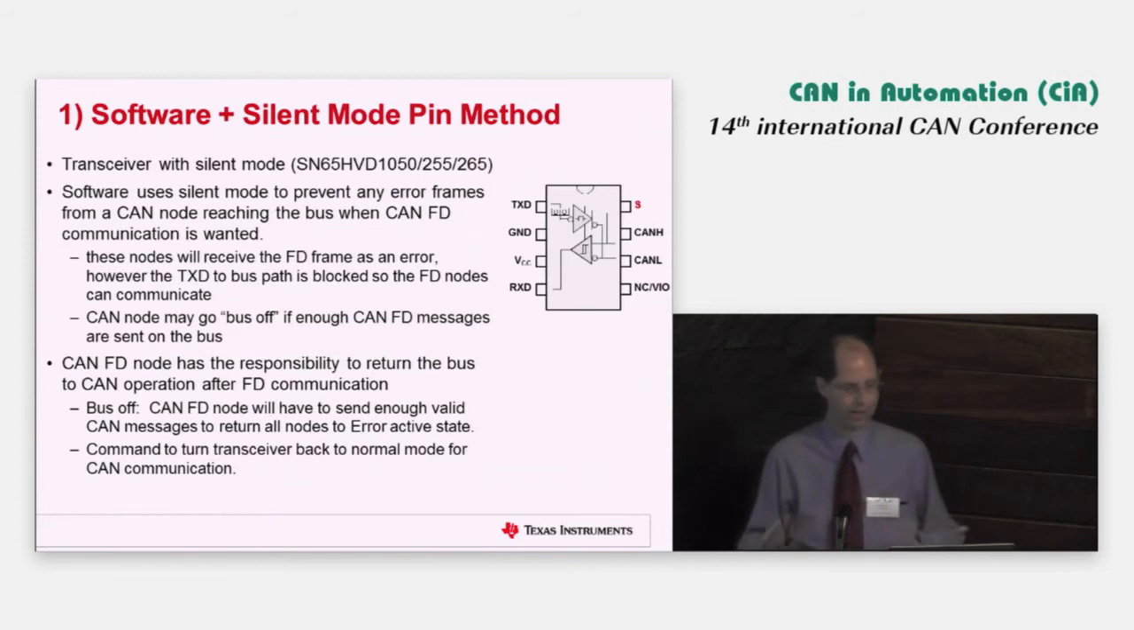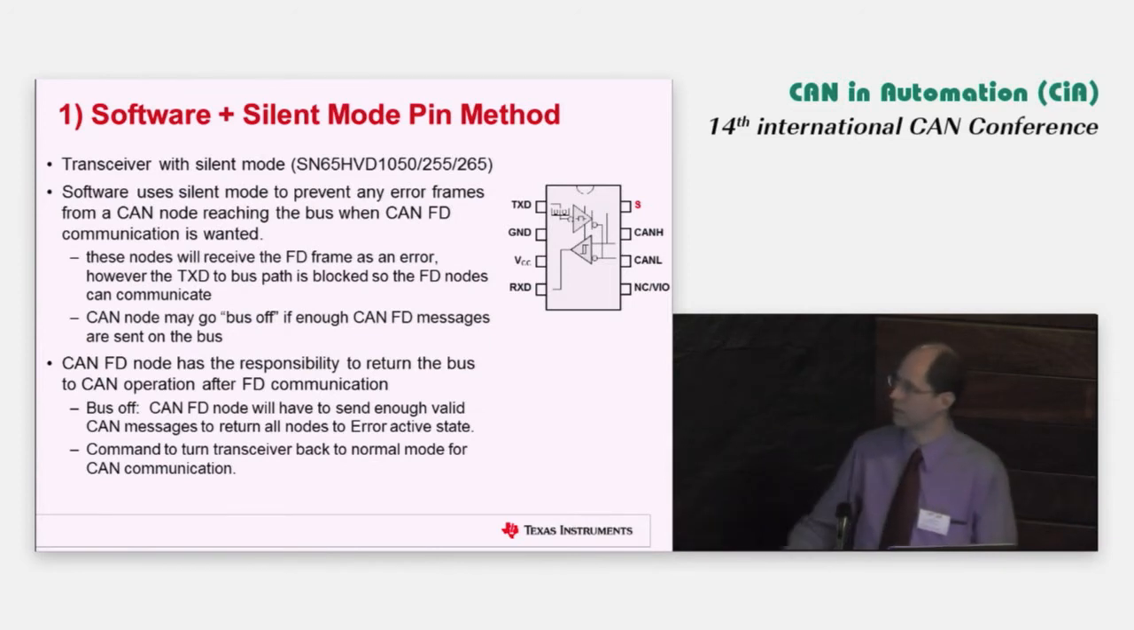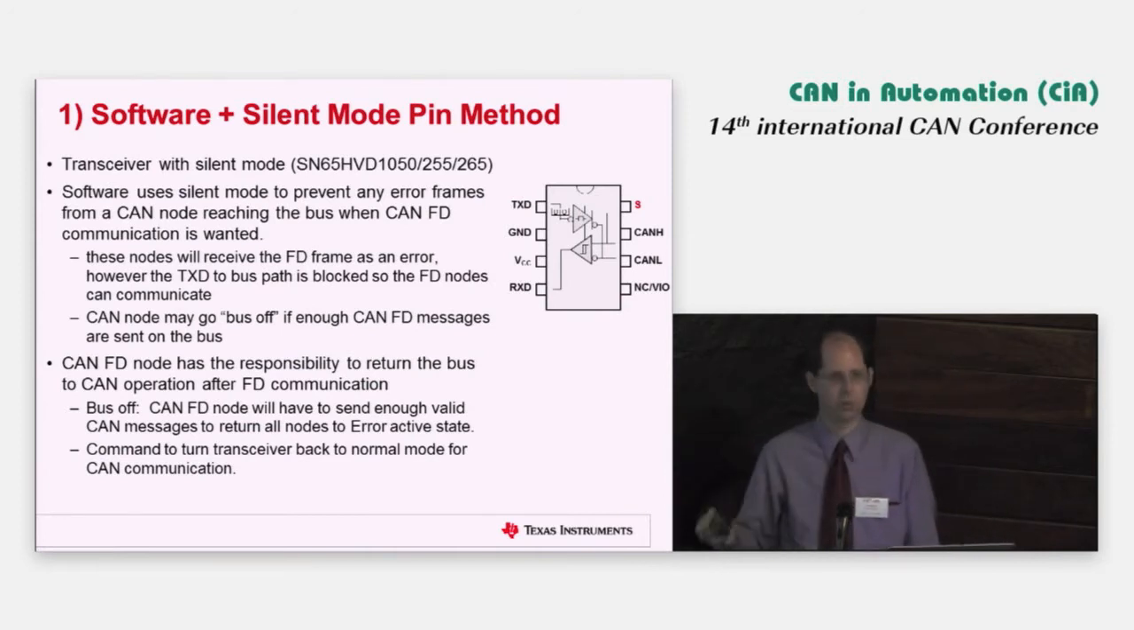Obviously, the drawback here is the CAN node will start having the error counter go up, and you need to trap that. And then at the end, to get the CAN system back into regular communication, it comes back onto the CAN FD node from a responsibility to get the bus back into a state for CAN traffic.